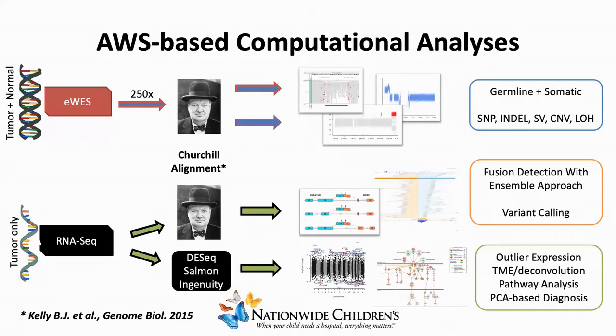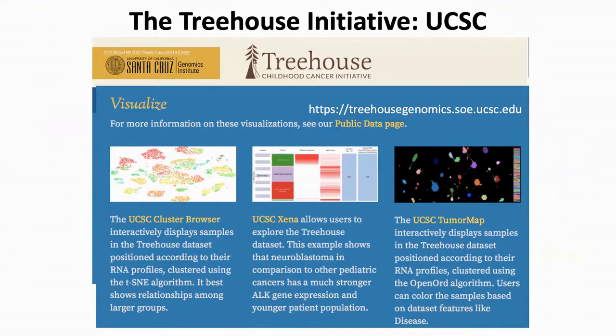And much of the alignment processing in the cloud depends on our Churchill Rapid Aligner, shown here in reference from the original Genome Biology paper referring to that in 2015. So I'll talk about many of these aspects of the data analysis as we go through the presentation today.